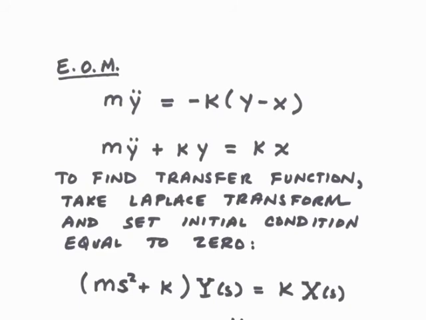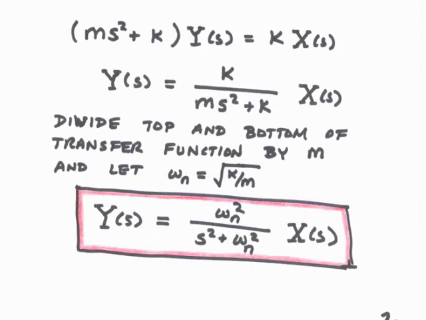Now we'll find the transfer function. We'll take the Laplace transform and set all the initial conditions equal to 0. And that yields the term m s squared plus k times y of s equals k times x of s. We divide both sides through by m s squared plus k, and that yields the relationship y of s equals k over m s squared plus k times x of s.